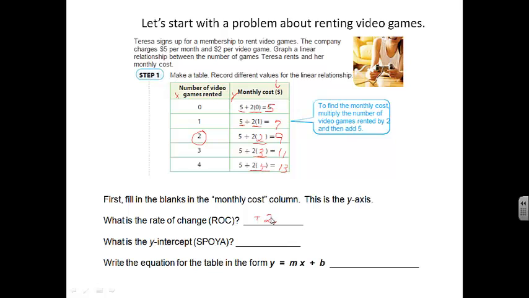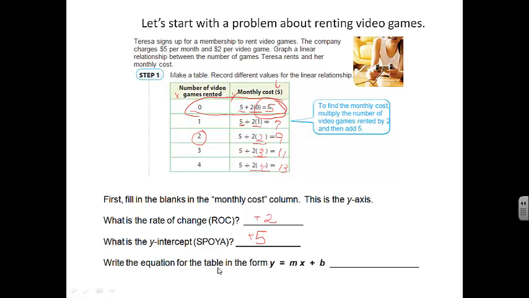What's the y-intercept? The start. Remember, we're going to go back up here and find the 0. And the 5 is our y-intercept. And it's positive 5.